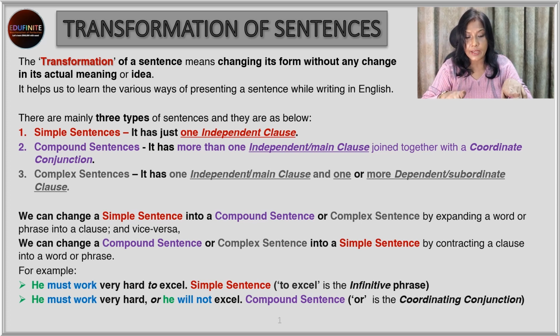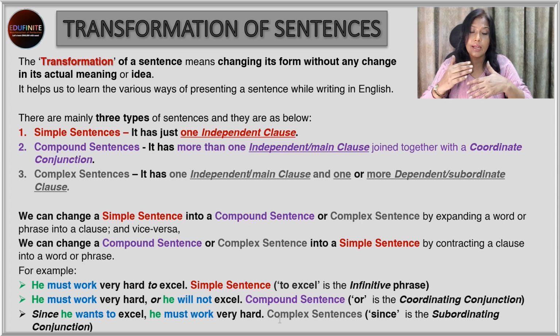In the first independent clause, he must work very hard. Over here, we have he as the subject, must work as the verb. That's the independent clause because it's making complete sense. He must work very hard. Now, he will not excel. This is the other independent clause. So here he is the subject, will not excel is the verb. So we have two independent clauses and they are joined together by or, which is the coordinating conjunction.